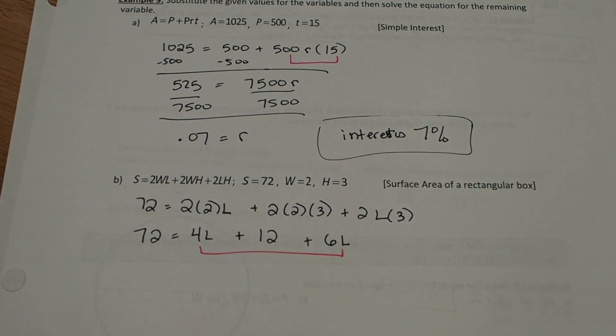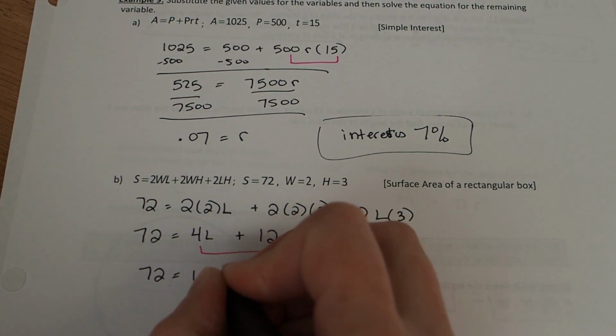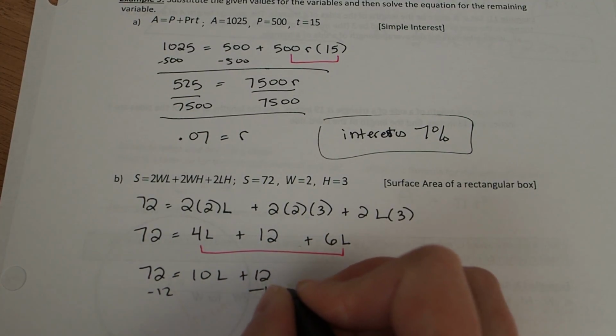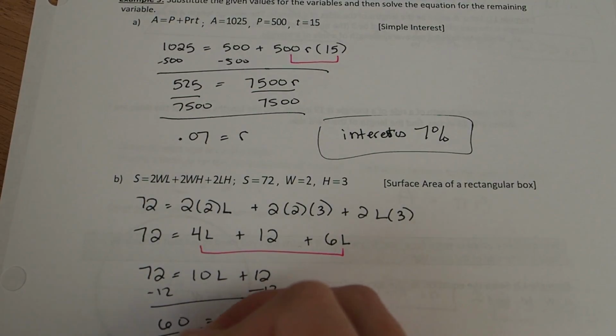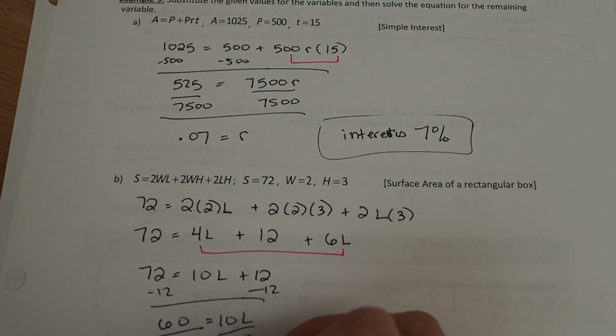These are on the same side. So this will add up to 72 equals 10L plus 12. And then I can start solving by subtracting the 12 from both sides. 72 minus 12 is 60 equals 10L. And you could divide both sides by 10 to get L by itself. So 6 would be L.